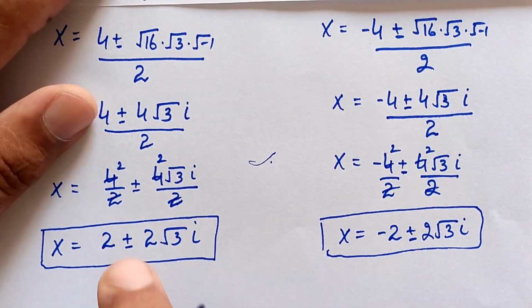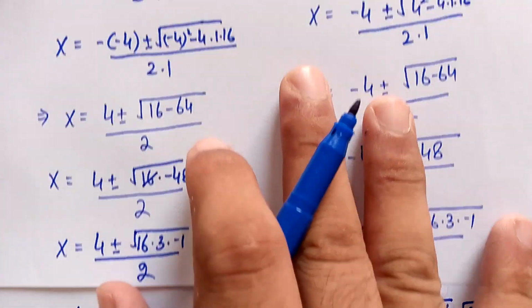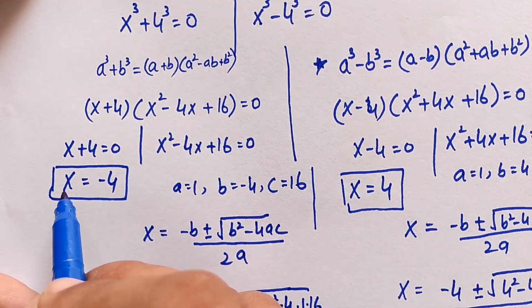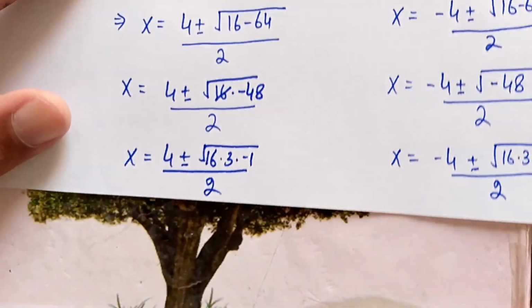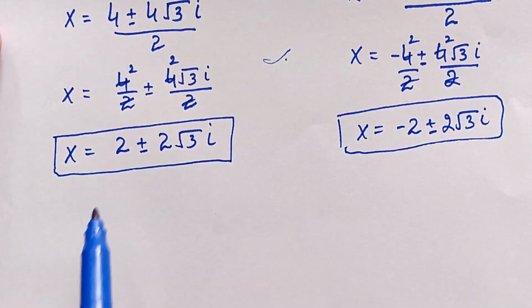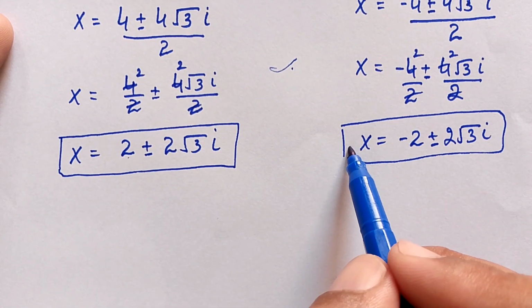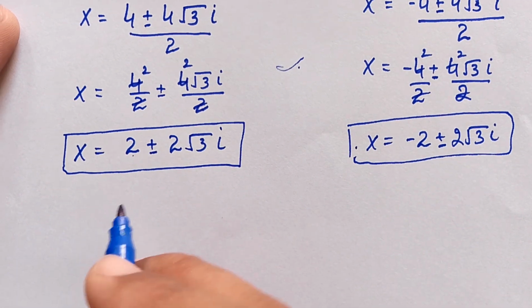So here these are the two complex solutions, and here these are the two real solutions. x is equal to minus 4 and x is equal to 4, and here the complex solutions are x is equal to 2 plus minus 2 square root of 3i, and x is equal to minus 2 plus minus 2 square root of 3i.